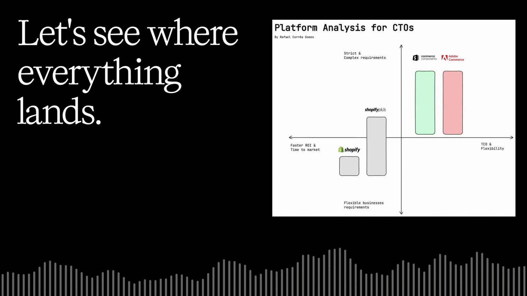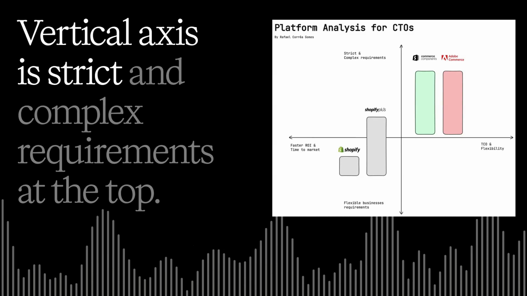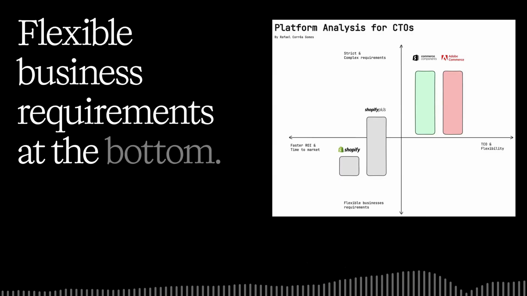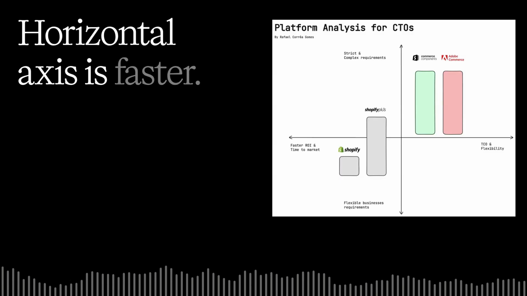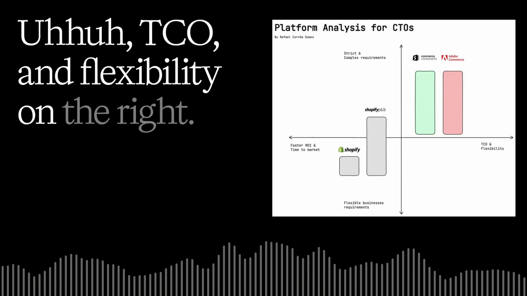Okay, let's go back to that four-quadrant diagram. Let's see where everything lands. Help me visualize this. Okay, imagine a graph. The vertical axis is strict and complex requirements at the top, flexible business requirements at the bottom. Got it. The horizontal axis is faster ROI and time to market on the left, TCO and flexibility on the right.